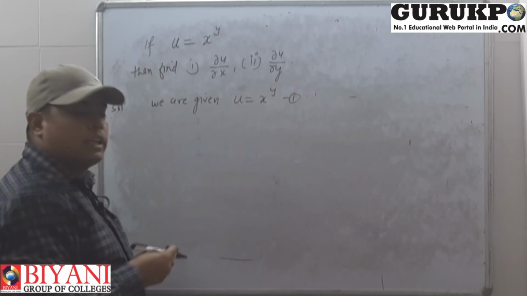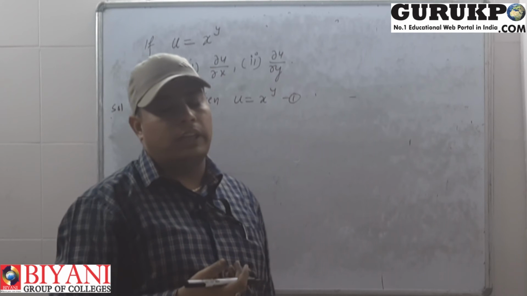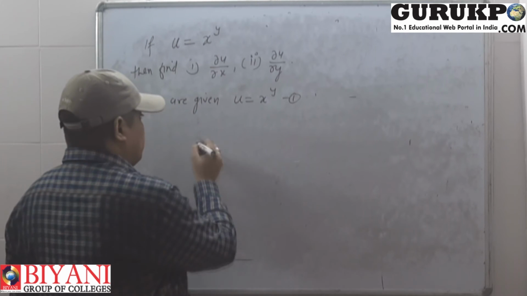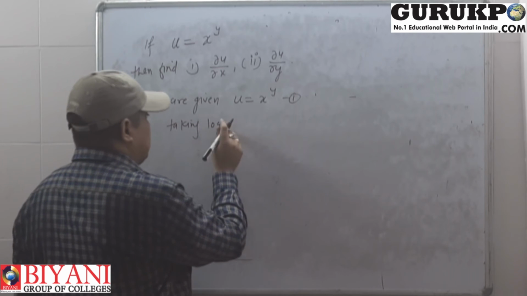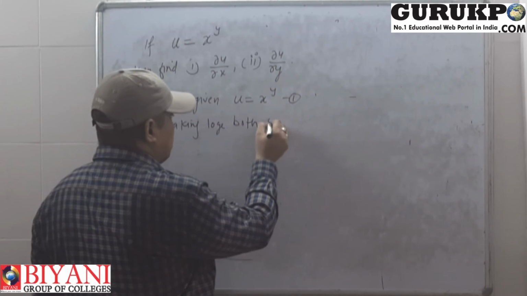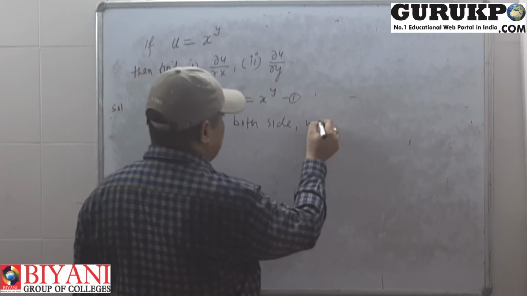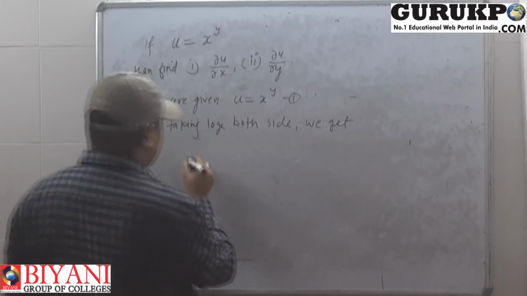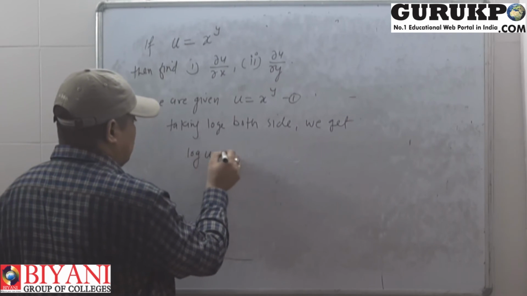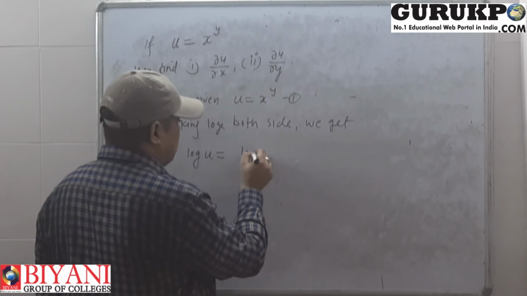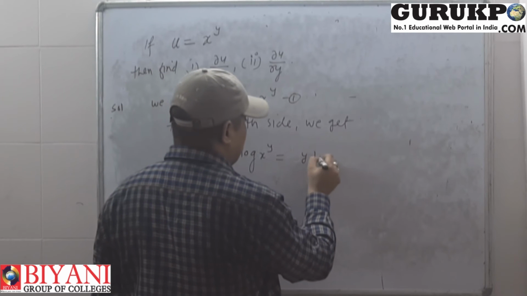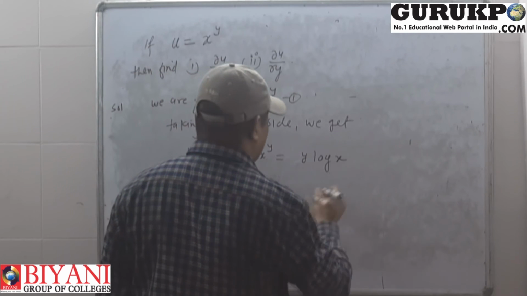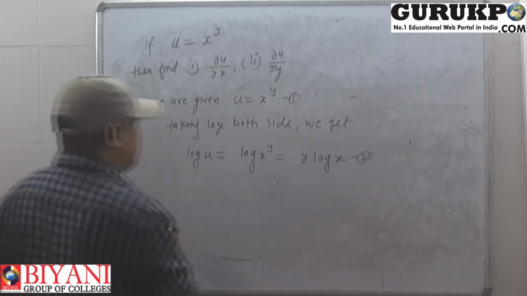For the solution of this kind of function, we will take logarithm both sides. So taking log both sides, we get log of u equals log of x to the power y, and this is nothing but y log of x. This is number 2.